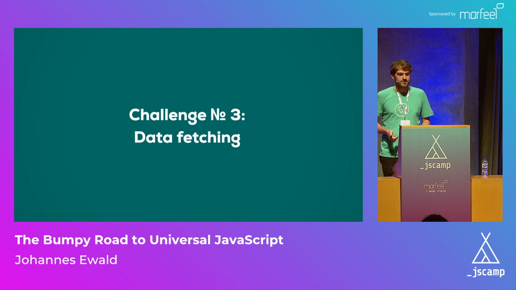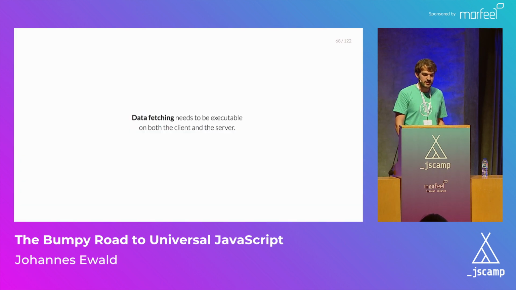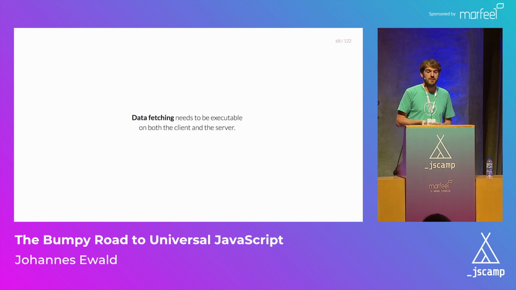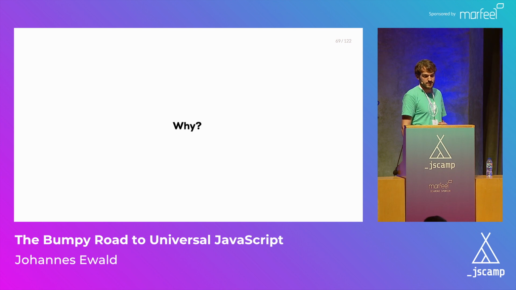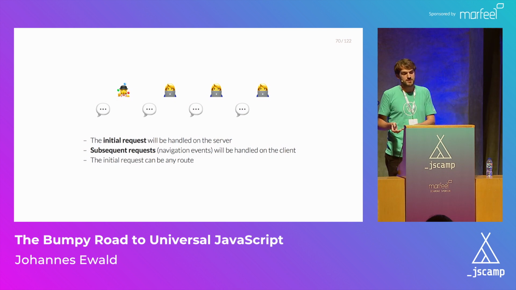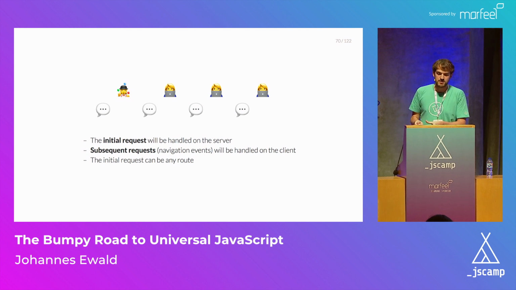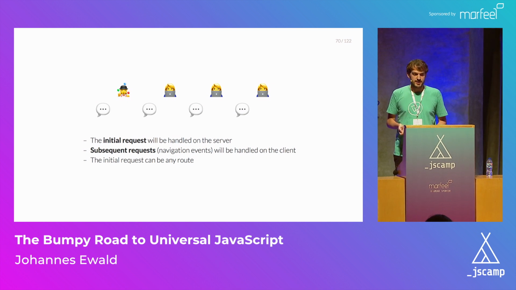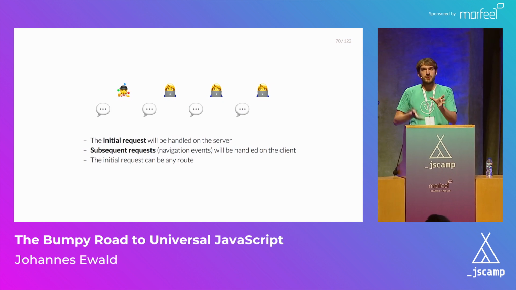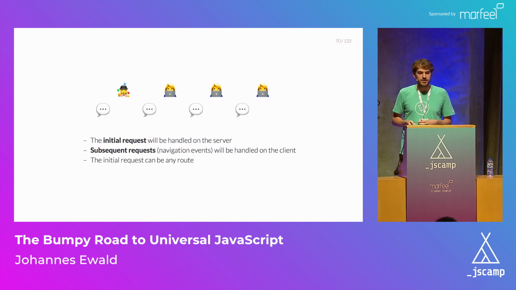The next challenge is data fetching, because we need to design the data fetching in a way that it's executable on both the client and the server. Why? That's because the initial requests will always be handled on the server side, and subsequent requests, which I call navigation events, will be handled on the client side. And you always need to remember that the initial route is not always slash. It can be any URL.